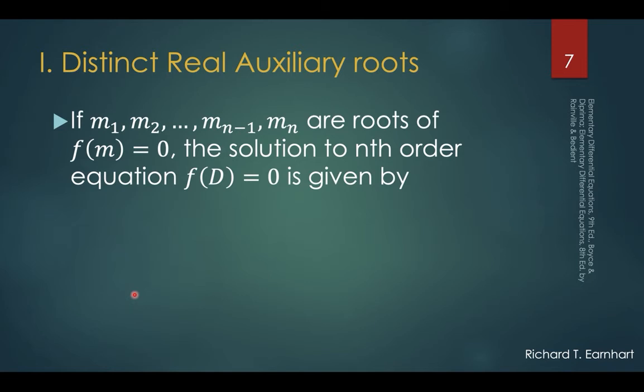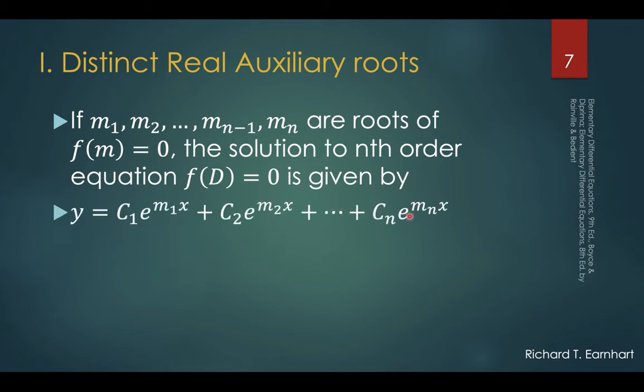So for distinct real auxiliary roots, if m1, m2 up to mn are roots of the auxiliary equation, then the solution to the nth order equation f of D times y equals 0 is given by this equation. So every root corresponds to an exponential function and an arbitrary constant. So the number of arbitrary constants should be equal to the order of the differential equation.